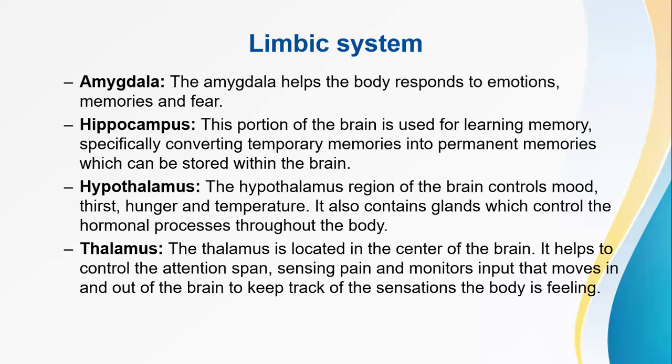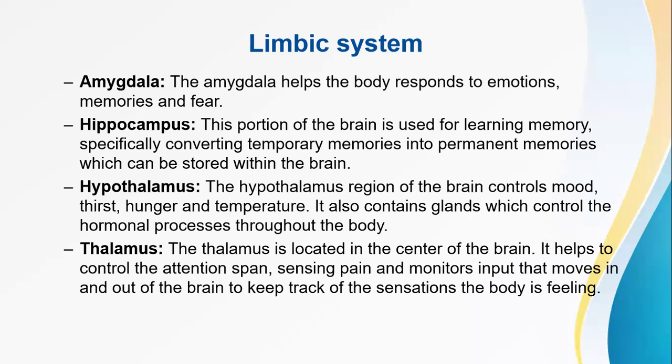This portion of the brain is the one that is used for learning memory, specifically converting the temporal memories into permanent memories, which can be stored within the brain. So those are the main functions of the hippocampus, while the hypothalamus is the region of the brain that controls the mood, thirst, hunger, and the temperature. It also contains the glands which control the hormonal processes throughout the body.